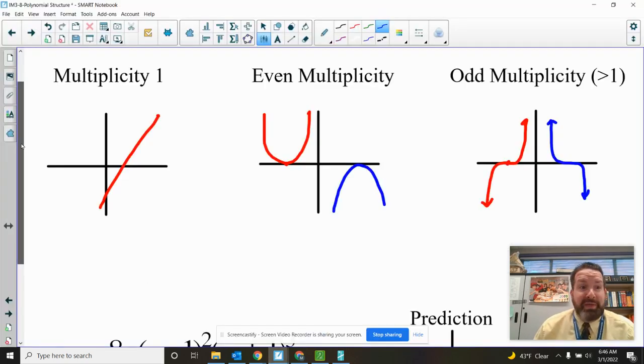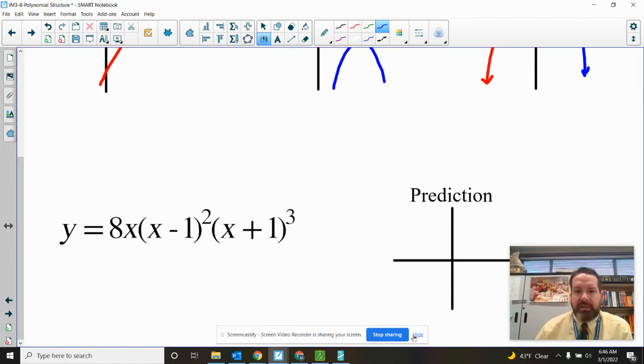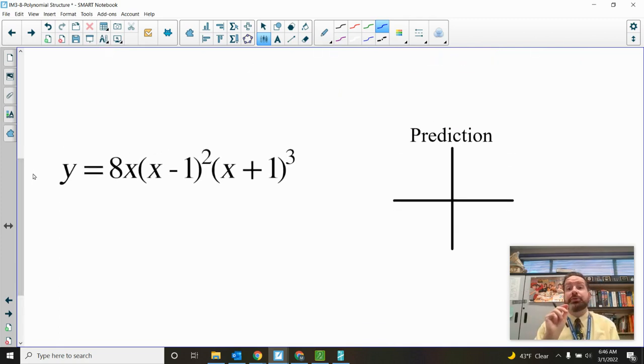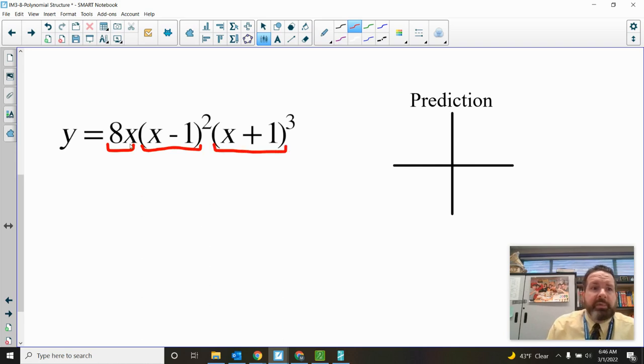So here's what we're going to do then. I have set up here a function. I do not want you to graph this function yet. Please don't graph it. We're going to do two things. Thing one, we're going to figure out what our roots are. So there'll be a root from here, a root from here, a root from here.